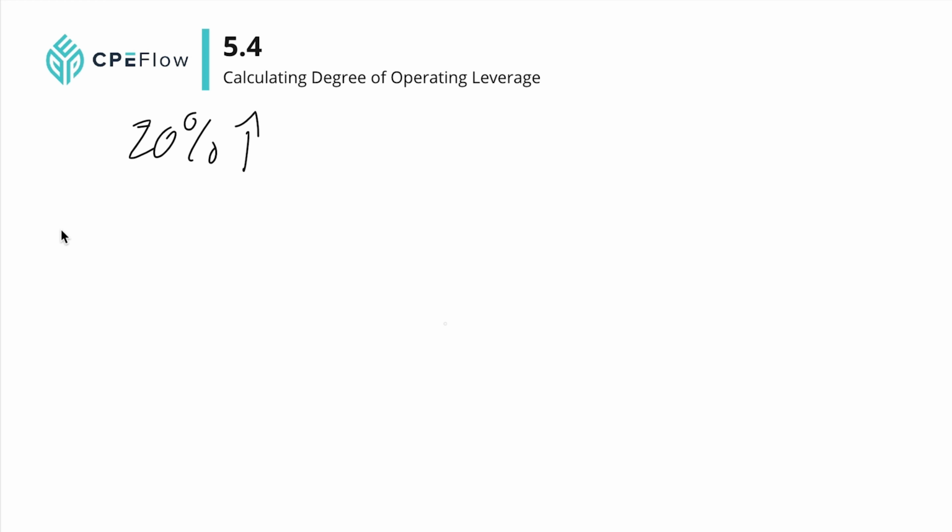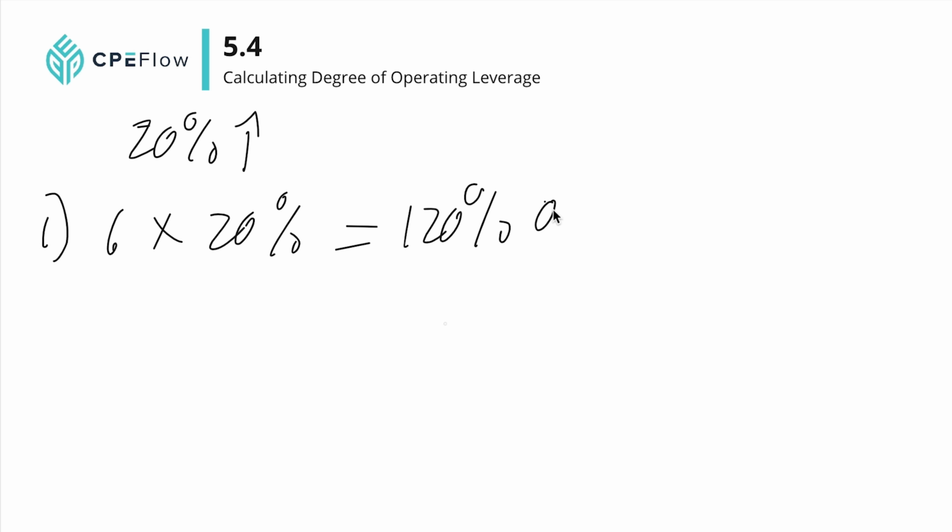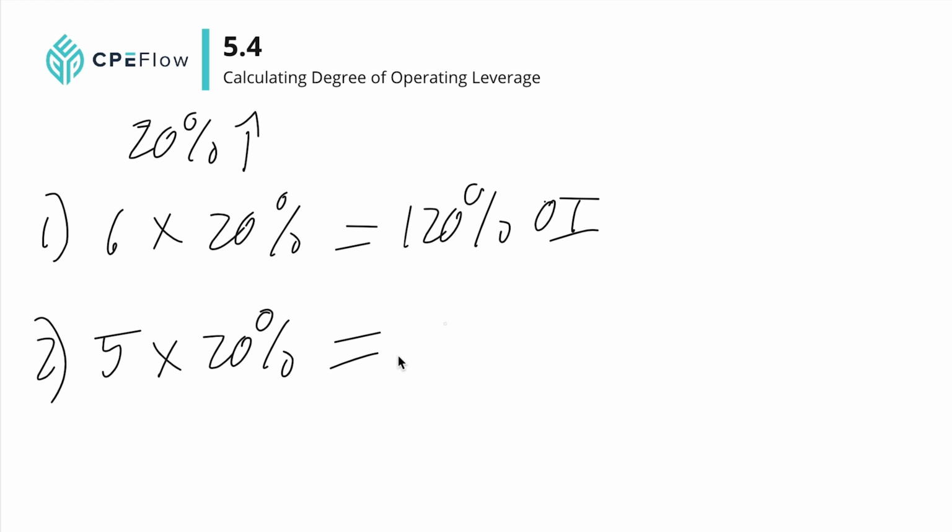So let's look at the original one first. 6 DOL multiplied by 20% change in total sales equals 120% change in operating income, versus the restructured calculation of 5 DOL multiplied by 20% change in total sales equals 100% change in operating income.